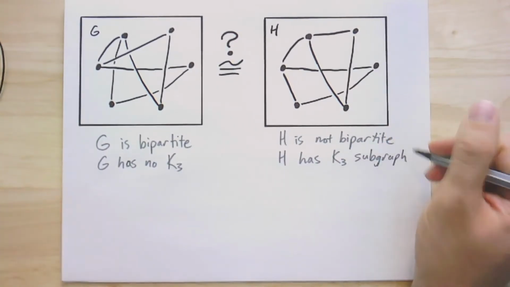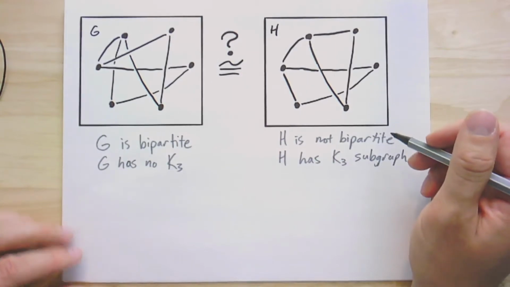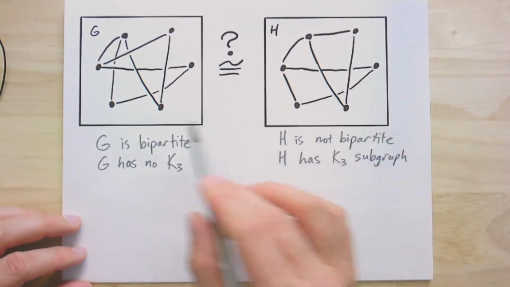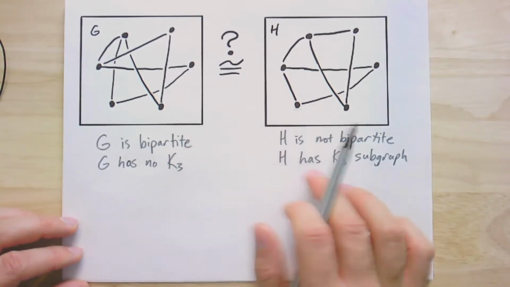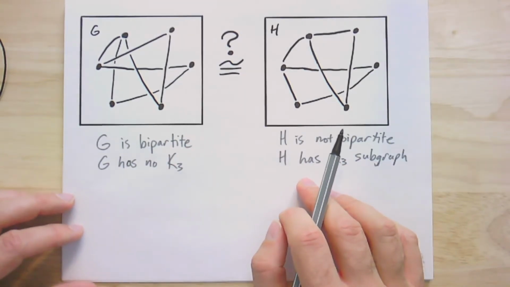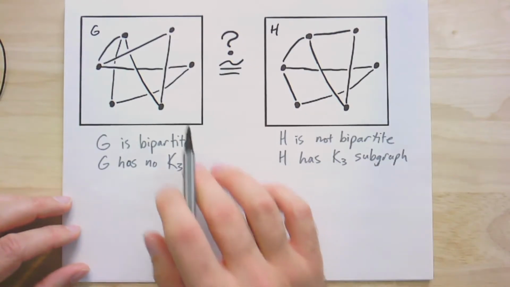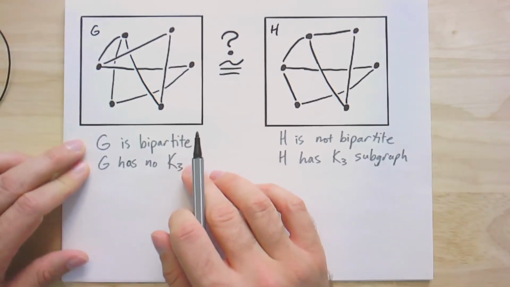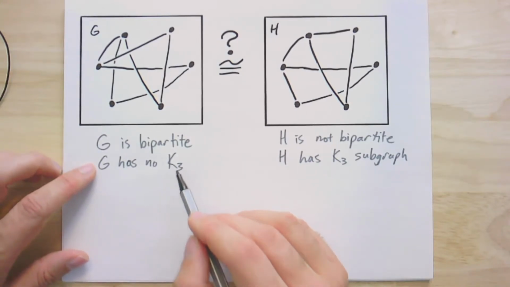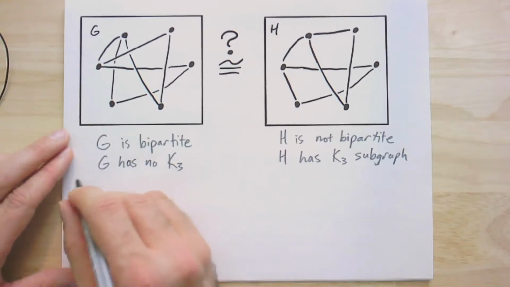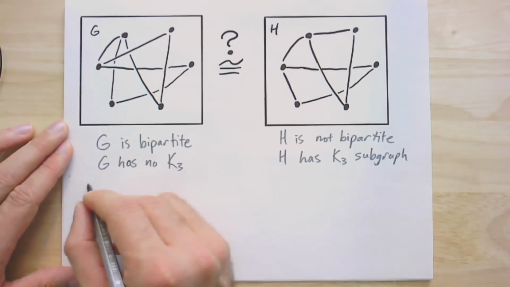So here, both of these are sufficient to prove that these are not isomorphic. Both of these differences matter when it comes to isomorphism. In other words, both of these statements about these graphs are invariants of the graph: any graph isomorphic to G will also be bipartite, and any graph isomorphic to G will also have no K3s. And so let's prove these. It's really two different statements.